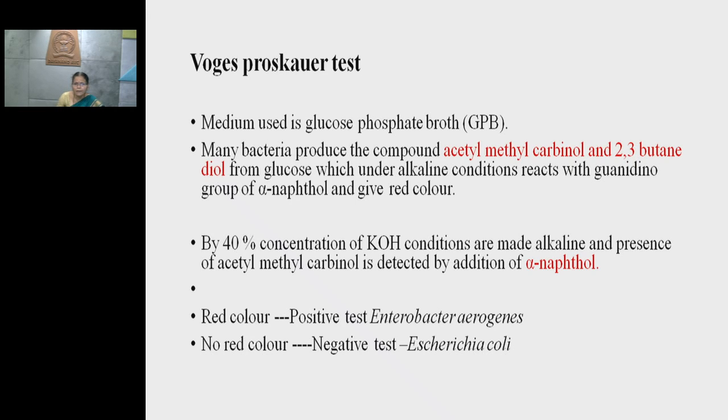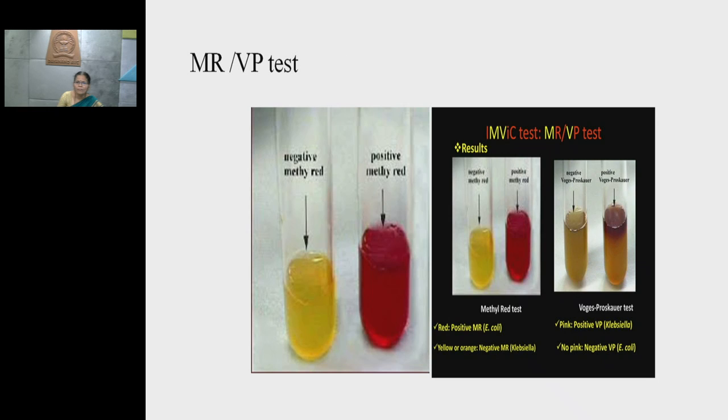So the guanidino group of alpha naphthol reacts with acetylmethylcarbinol under alkaline condition and gives a red color. This particular test, Voges-Proskauer test, is positive for Enterobacter aerogenes and it is negative for Escherichia coli. Formation of red color we can see in this particular test. This is the positive test, that is the addition of alpha naphthol and 40% KOH. 40% KOH in 3:1 proportion is added, and if no pink color develops, the VP test is said to be negative.